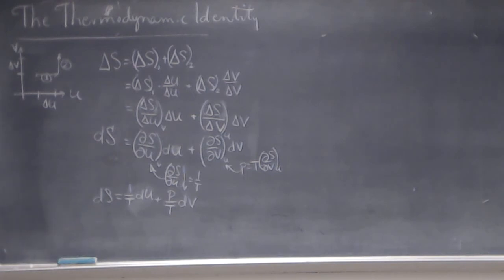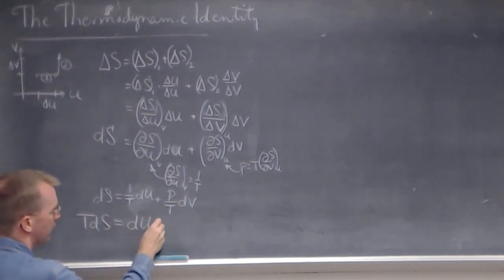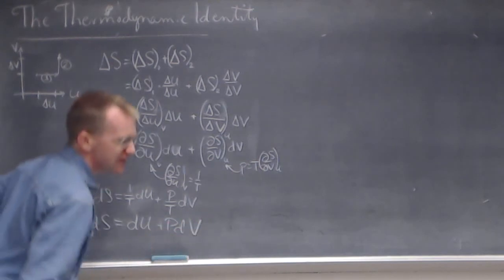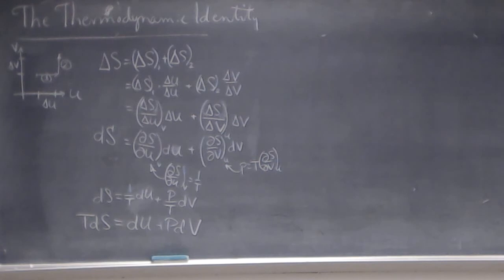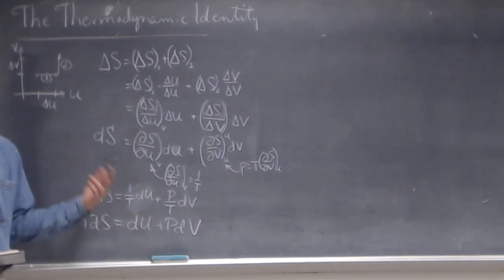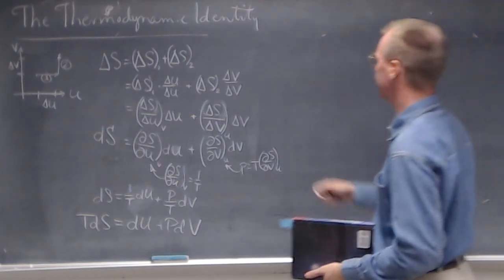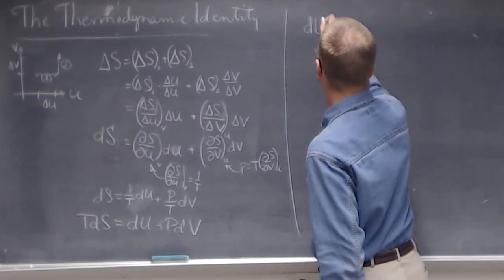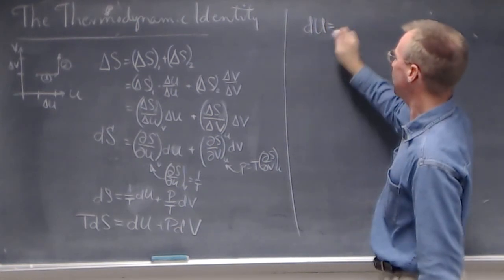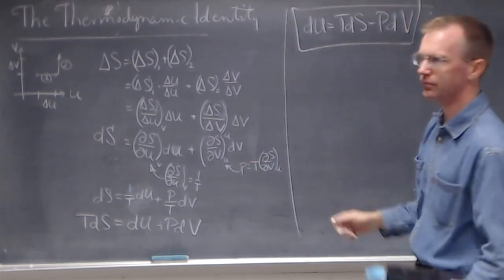Why don't I multiply both sides by T? TdS equals dU plus PdV. And you know what? I'm probably mostly interested. I mean, the thing that governs so much of the laws of nature is energy. And plus it's by itself. Why don't I just solve for dU, the change in the system's energy? I've got enough room on the screen here. So dU equals TdS minus PdV.